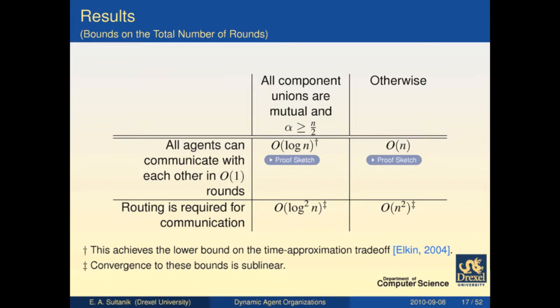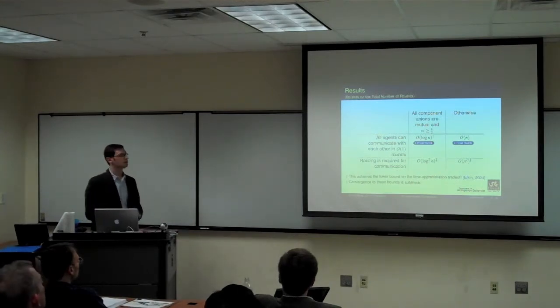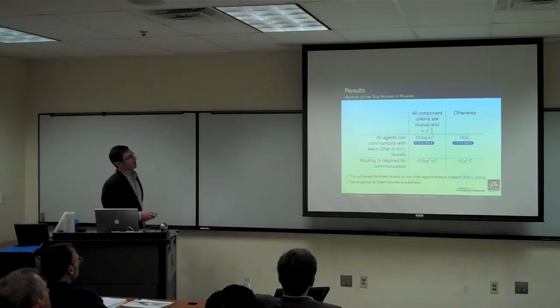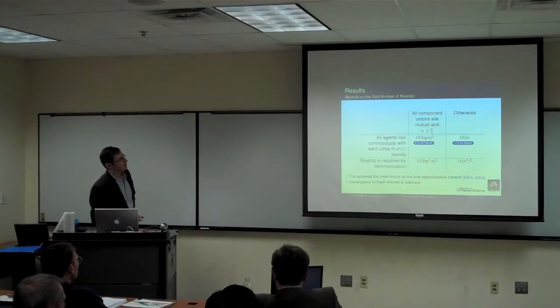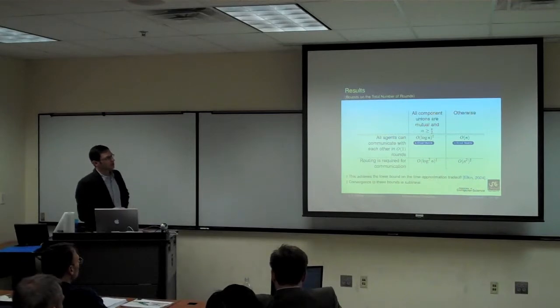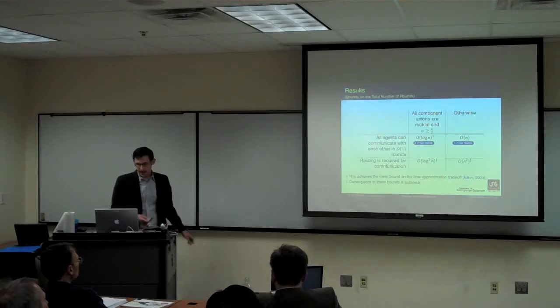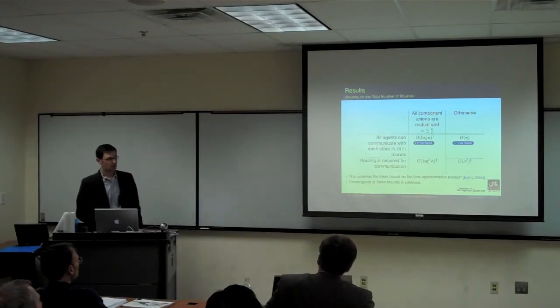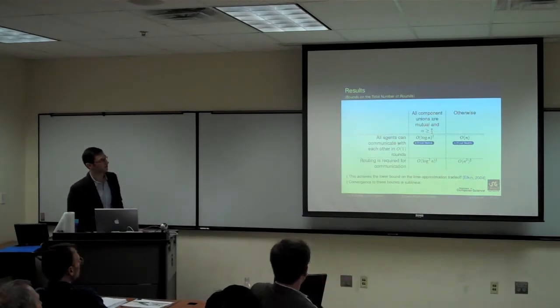What was the definition of alpha? Oh, I'm sorry. Alpha is, in terms of the Steiner network problem, the number of terminals, basically the number of pegs there are in the graph. And n is the total number of nodes in the graph. So we achieve a logarithmic number of messaging rounds. And this is actually, from a recent result from Elkin, this achieves the lower bound on the time approximation trade-off.